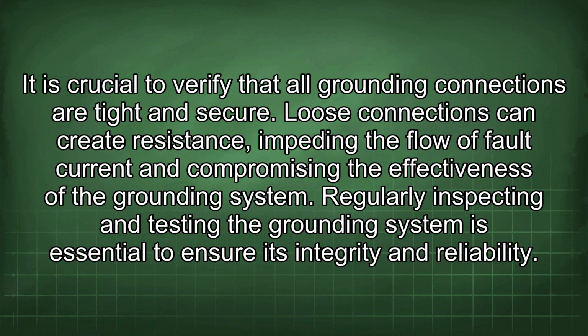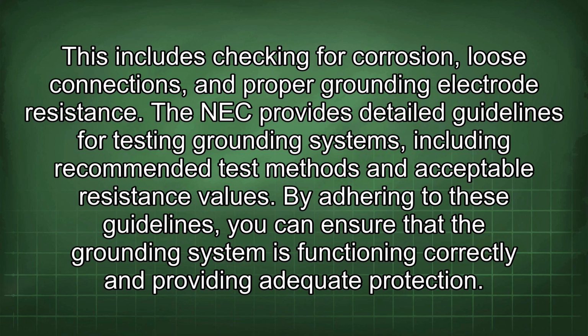It is crucial to verify that all grounding connections are tight and secure. Loose connections can create resistance, impeding the flow of fault current and compromising the effectiveness of the grounding system. Regularly inspecting and testing the grounding system is essential to ensure its integrity and reliability. This includes checking for corrosion, loose connections, and proper grounding electrode resistance. The NEC provides detailed guidelines for testing grounding systems, including recommended test methods and acceptable resistance values. By adhering to these guidelines, you can ensure that the grounding system is functioning correctly and providing adequate protection.